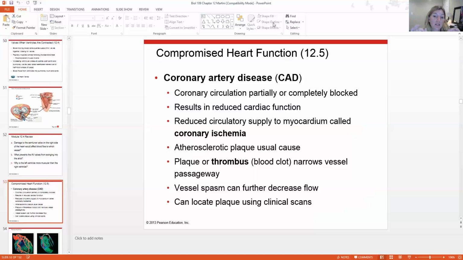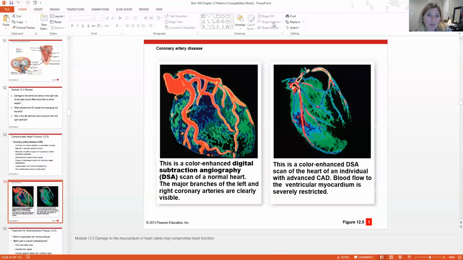The plaque or the thrombus can narrow the vessel passageway, and then the vessel will start to spasm, as if to say there's not enough blood coming through here, and so it constricts, and that's going to block blood flow. Those blockages can be viewed by doing a cardiac catheterization, where they inject a dye into your blood and trace it through, and if they see part of your coronary arteries are blocked, then you have a blockage. And it usually has to be removed through some type of surgery. So here you see this whole area is being blocked. This would be like a normal heart.